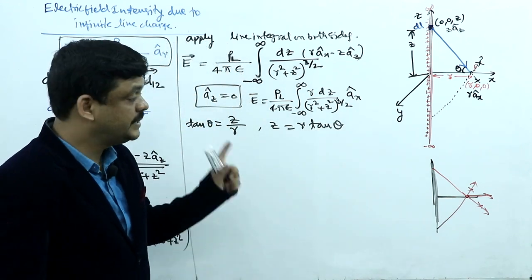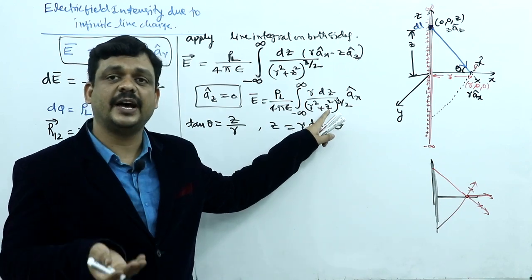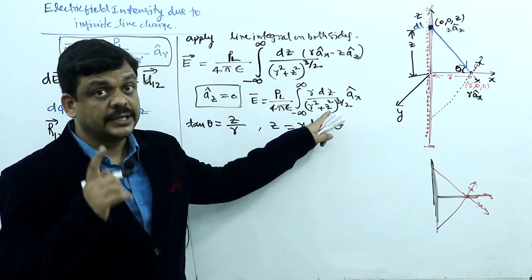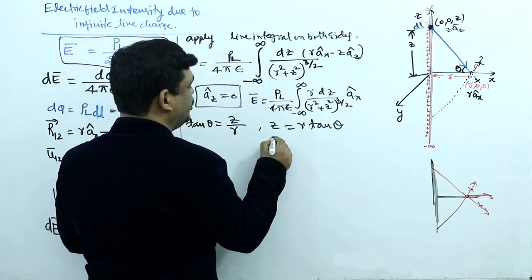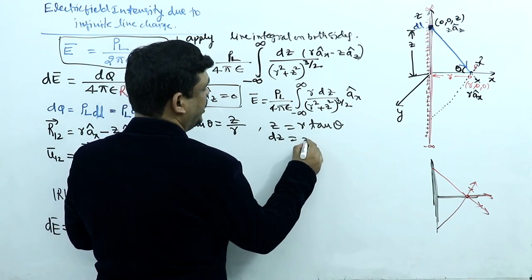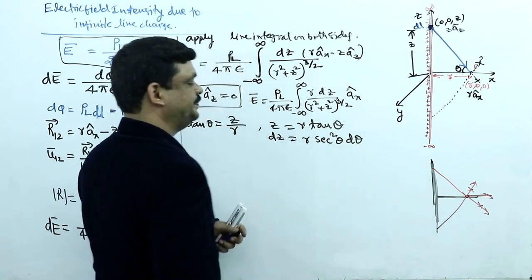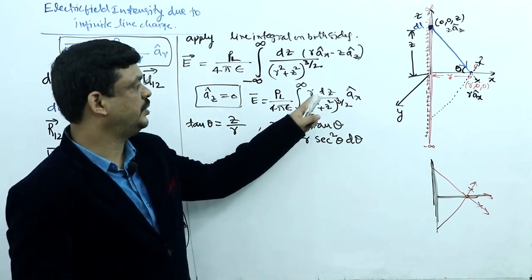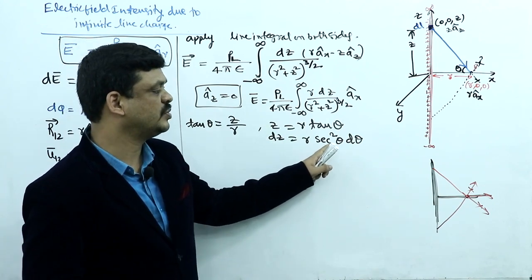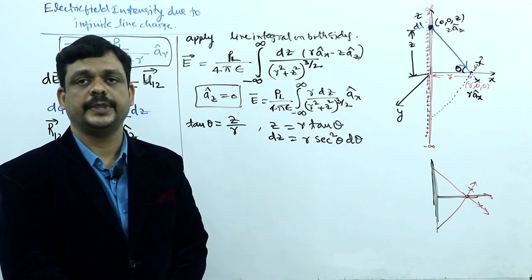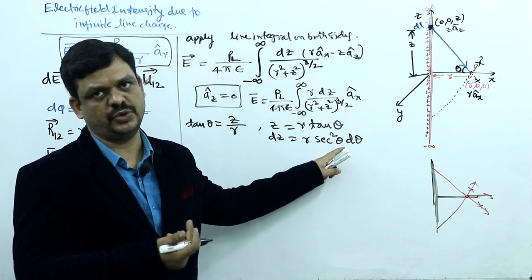Now I want to replace z with this equation, z is equal to r into tan theta, then the complete equation is in terms of r, and simplification is very easy. Then immediately you have to replace dz also, right? For that purpose apply differentiation on both sides, then dz becomes r into secant square theta into d theta. Then the complete expression is defined in terms of theta, so the theta limits also change.